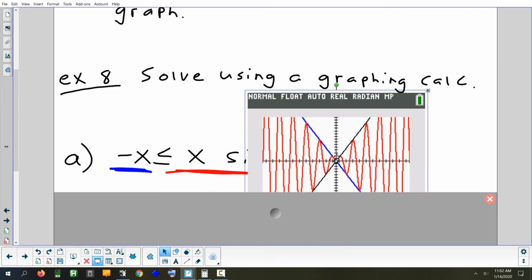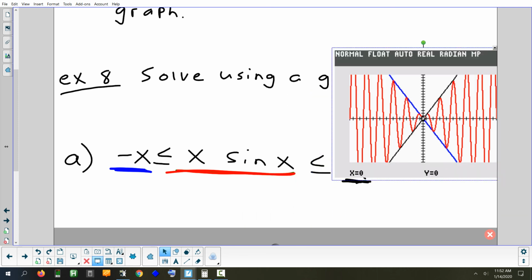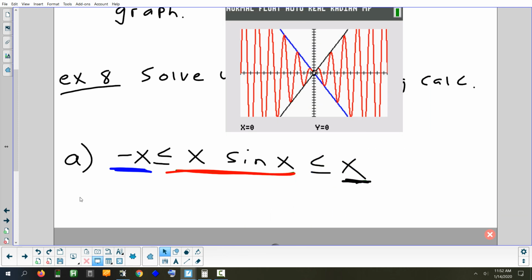So let's look at it. Where is the graph in red above the blue, but under the black? From the right, from 0 and up. So the answer here is from 0 to infinity. If you go to the left, the red graph is under the blue. No, that's not what they wanted. They wanted the red graph greater than or equal to the blue. That's why I use the brackets. Any question on that one?